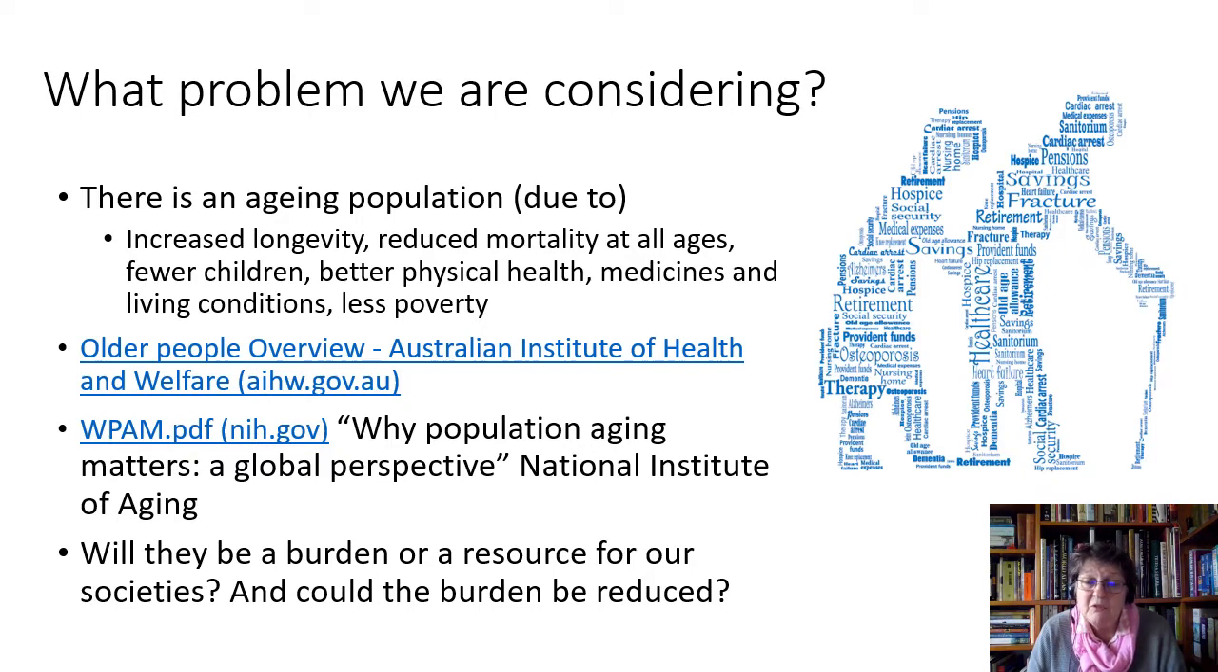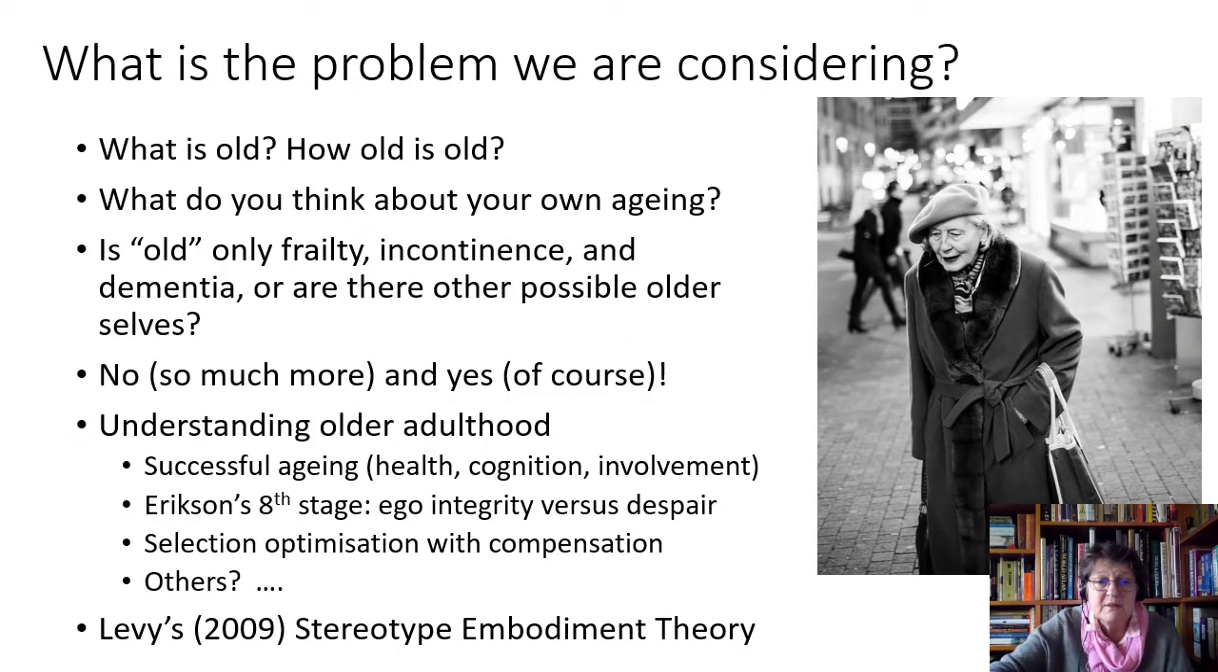So we have fewer children because we don't need a lot of children to ensure we only get 2 to adulthood. Better physical health, all of those sorts of things. So the good problem is that we're going to have more older people, might be more wise people, but aren't they going to be a burden on resource for our societies? And if you think they are going to be a burden, how can we reduce that burden? Very, very important.